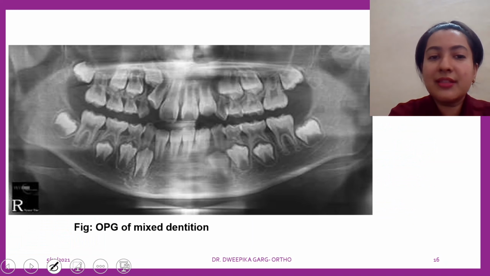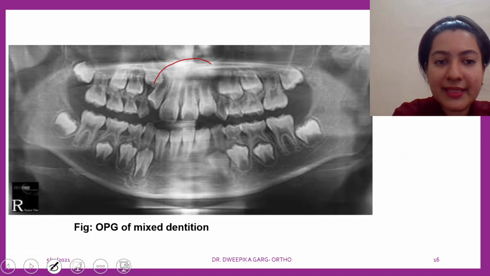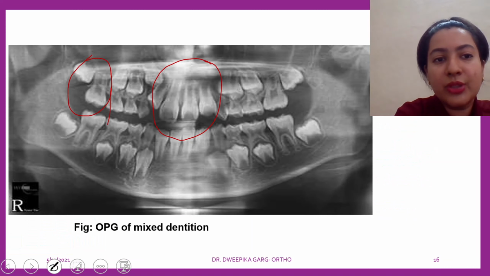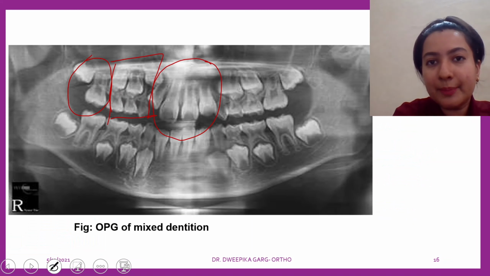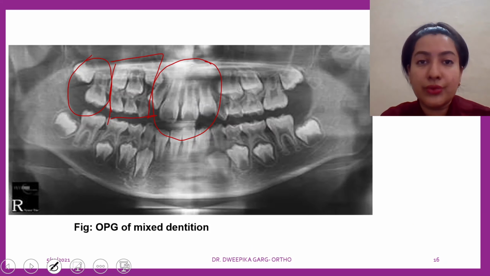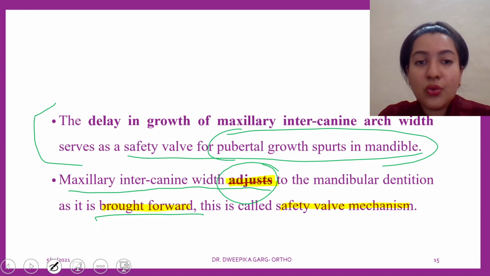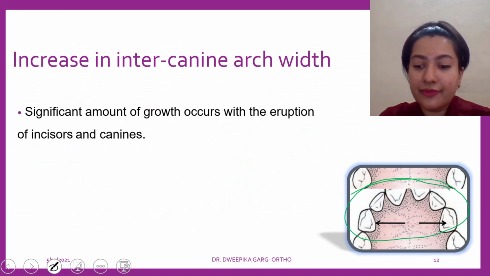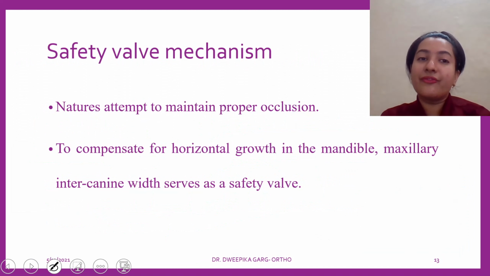Suppose this is an OPG of mixed dentition, where you can see these are the permanent teeth, and in between you have your primary dentition. The permanent teeth are erupting. This is how a typical OPG of mixed dentition looks. So what you have to understand here in the safety valve mechanism is, what if somebody asks you what is the safety valve mechanism?